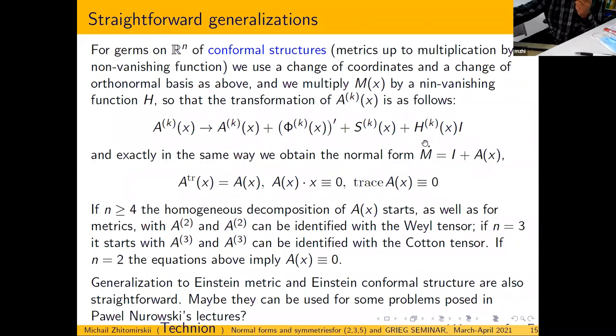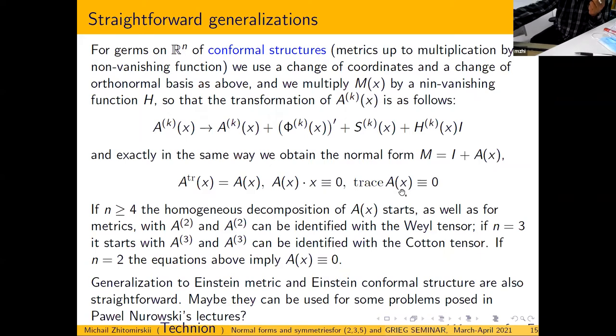Now we can multiply by h. So what we have to add to the operator is a homogeneous scalar, h is a scalar homogeneous function of degree k, times the identity matrix. And then immediately, to these two equations we have to add one more equation, that the trace of A is identically zero, because this is how this part works when we take the conjugate operator. And then again we can define in the same way the characteristic matrix in the homogeneous decomposition of A.